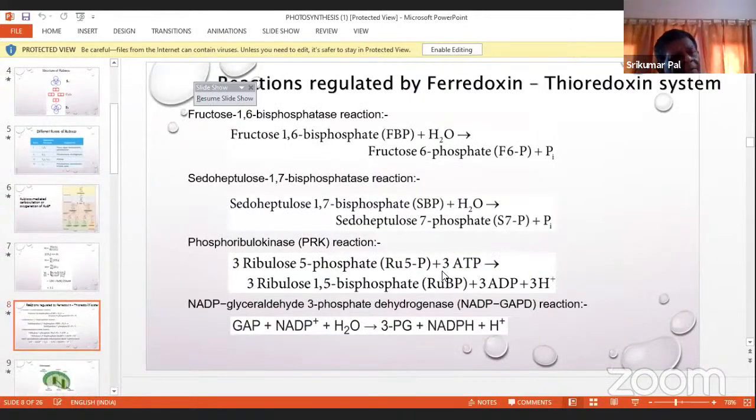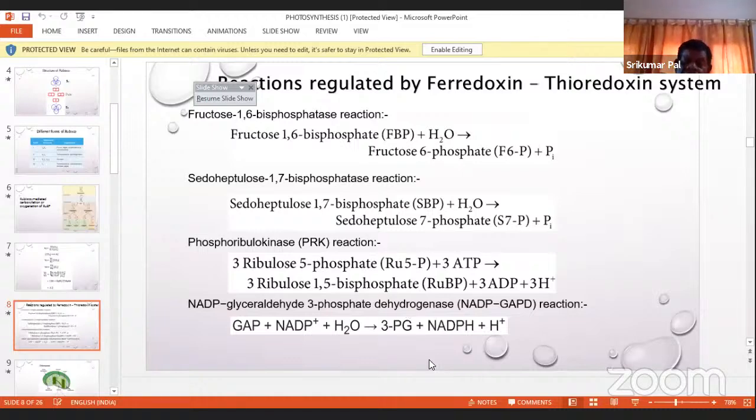Now, the enzymes which are regulated by light in the Calvin-Benson cycle are not only Rubisco, but also several other enzymes. That is fructose 1,6-bisphosphatase, where fructose 1,6-bisphosphate is hydrolyzed to fructose 6-phosphate. Then sedoheptulose 1,7-bisphosphatase, where sedoheptulose 1,7-bisphosphate is converted into sedoheptulose 7-phosphate. Then phosphoribulokinase, the penultimate step of the regeneration reaction, where ribulose 5-phosphate is converted into ribulose bisphosphate. And another is NADP glyceraldehyde 3-phosphate dehydrogenase, where 1,3-bisphosphoglycerate is reduced to glyceraldehyde 3-phosphate.